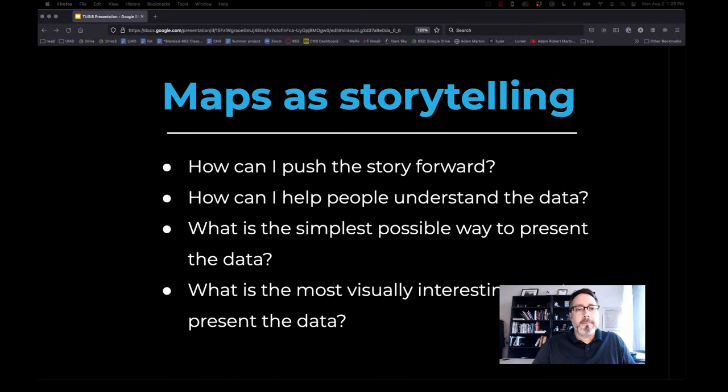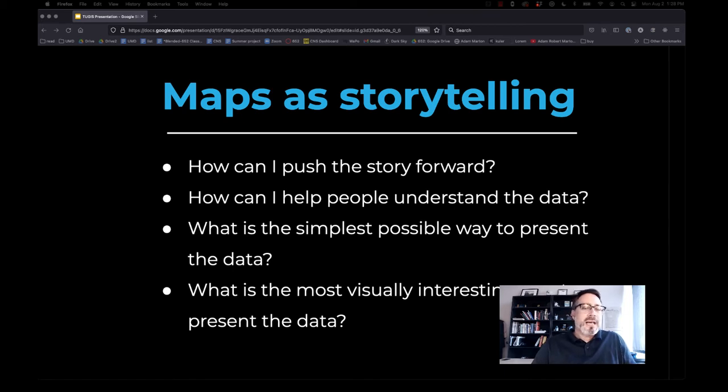Oftentimes we don't have a lot of time to tell people our stories, right? People are scrolling down a page. A lot of times they're online, reading a story. They didn't necessarily come to look at your map. So I want to present that data, get that data in front of them, and communicate my message in the quickest and simplest way, so that they can go on with the story.